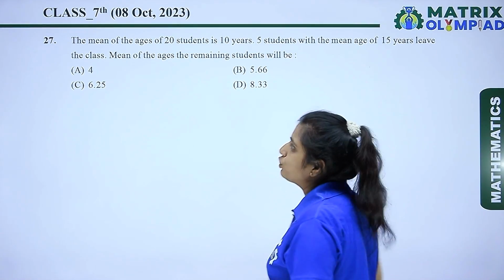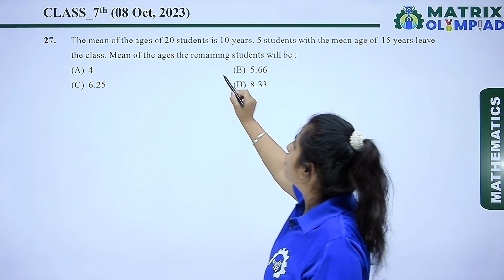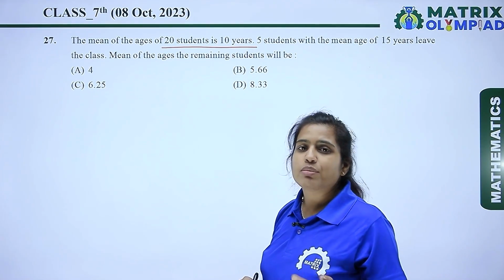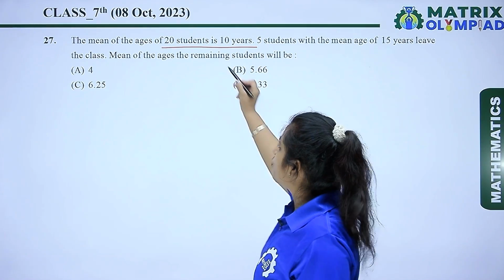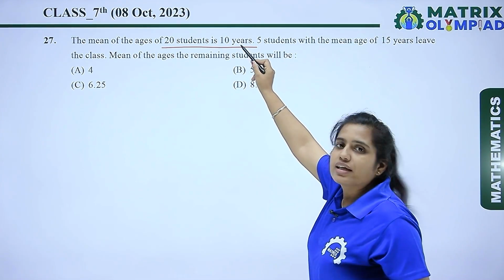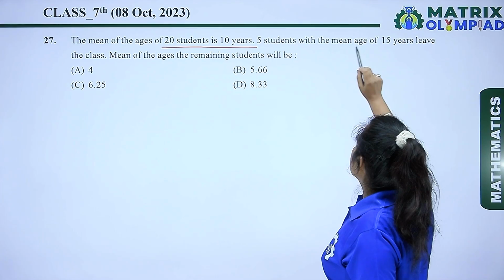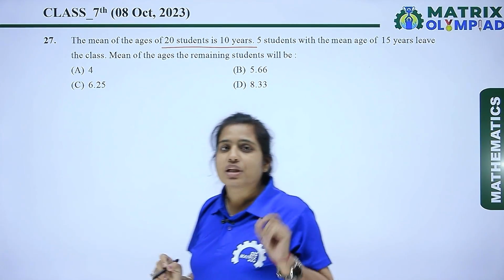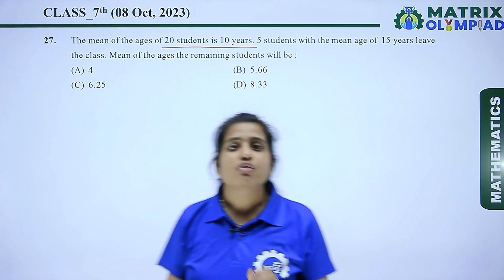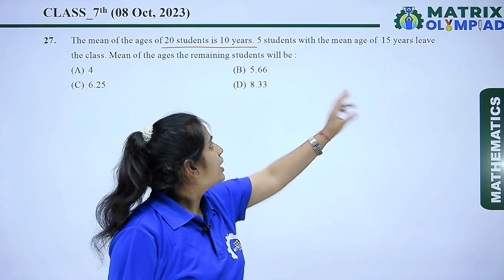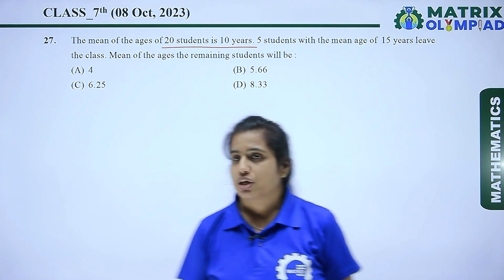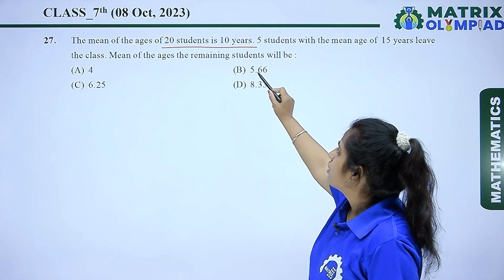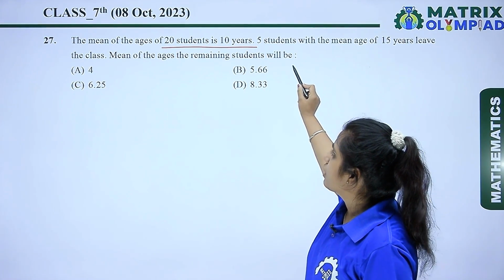Now, the next 27th question is, the mean of the ages of 20 students is 10 years. Mean of 20 students, it means the total number of students we have is 20. और उसका mean कितना है? 10 years. 5 students with the mean age of 15 years leave the class. मतलब जो 5 students हैं जिनका mean 15 है, उन लोगों ने क्या किया? They have left out. Mean of the ages of the remaining students will be.